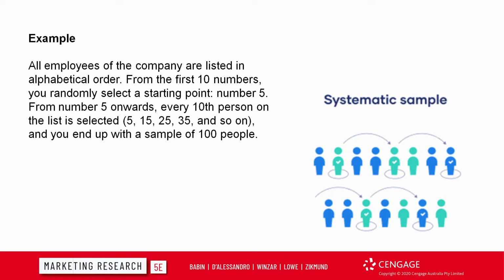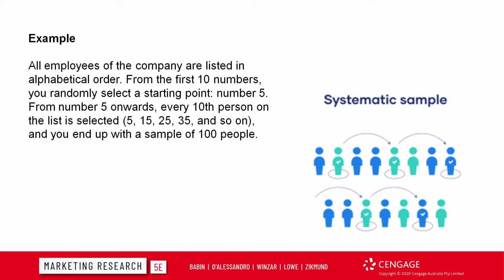From the first 10 numbers, you randomly select a starting point, let's say number 5. And from number 5 onwards, every 10th person on the list is selected, like 5th, 15th, 25th, 35th, and so on. And you end up with a sample of 100 people.